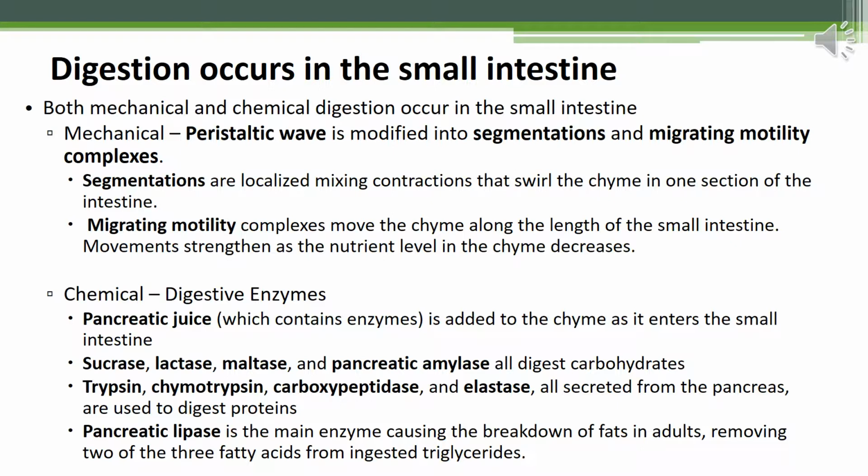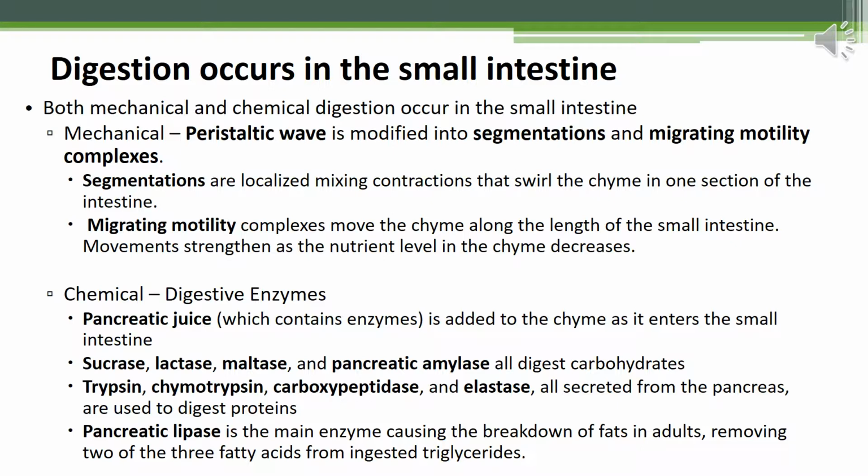We also have these enzymes in the small intestine: sucrase, lactase, maltase, and also pancreatic amylase, which all digest carbohydrates. And you can tell what they digest from their names. So obviously, sucrase digests sucrose, lactase helps us break down lactose, and maltase helps us break down maltose.